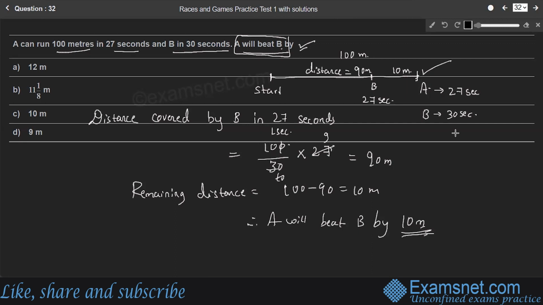Very simple calculation. First, you should know the distance covered by B in the same time, that is the same time taken by A, 27 seconds. What is the distance covered by B? At that time, A will beat B, right? Exactly at 27 seconds, A reaches the destination. So, A beats B by 10 meters, right? Option C is the right answer.